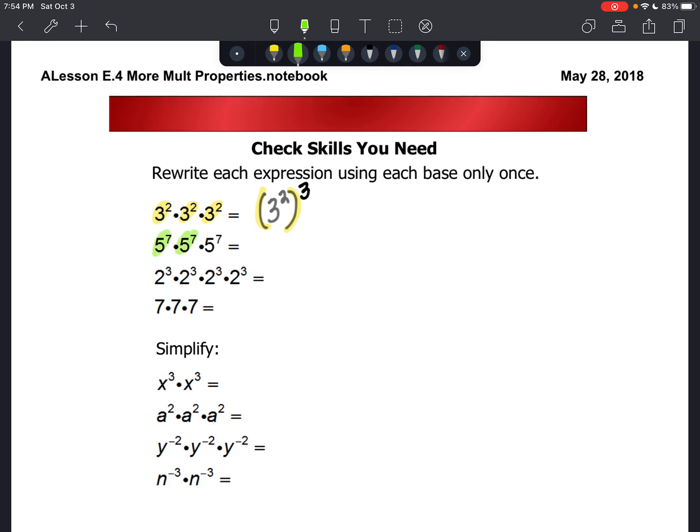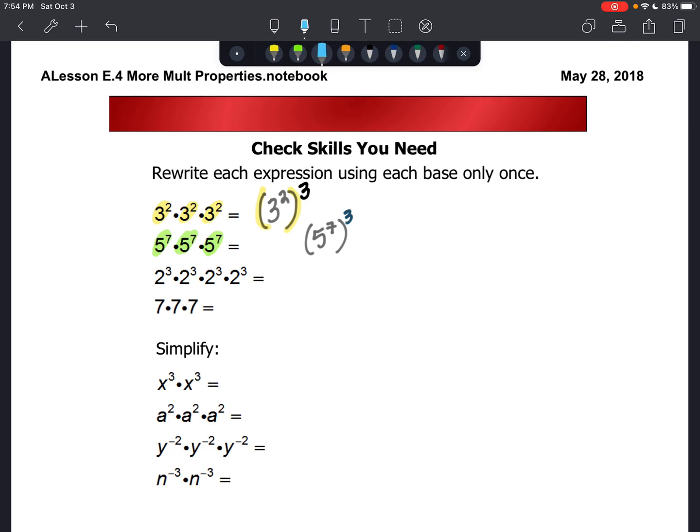5 to the 7th, 5 to the 7th, 5 to the 7th. Remember, exponents are repeated multiplication. So our base is 5 to the 7th. And how many times are we multiplying 5 to the 7th times itself? Well, we're doing that 3 times. So that would be 5 to the 7th raised to the 3rd power.